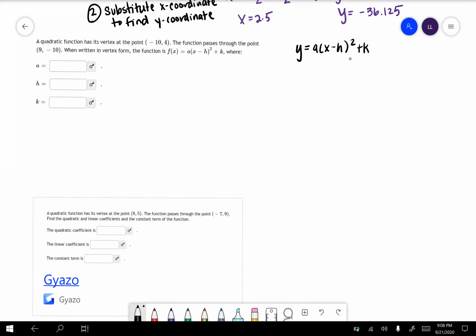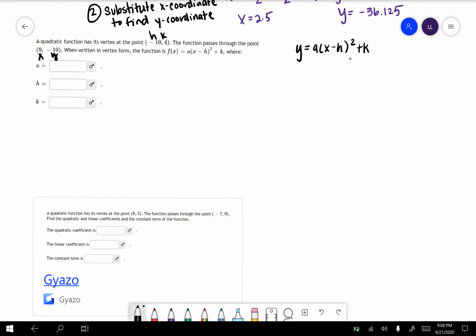All right, on to the next example. In this example, we're going to write the quadratic function with the vertex -10, 4. So that's going to be h, and that's going to be k. The function passes through the point 9, -10. Remember, we said in these problems, they're going to give us another point, and we're going to call those x and y.